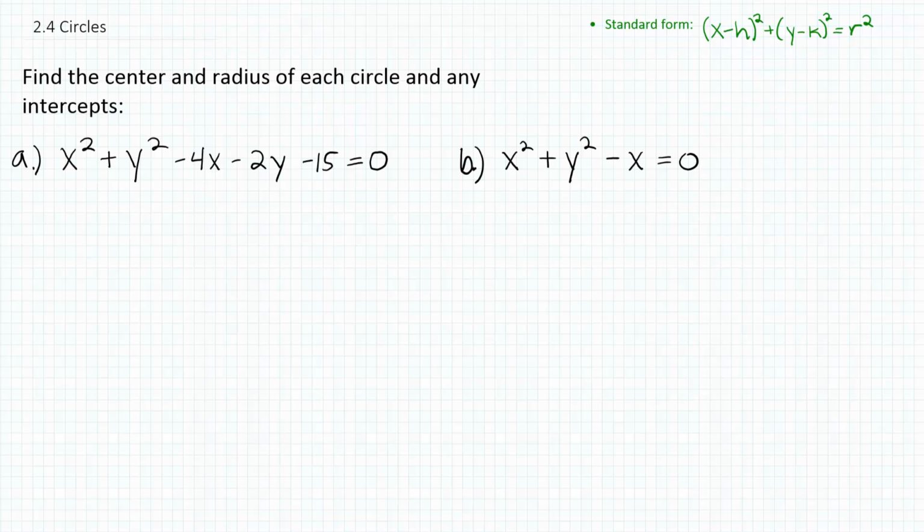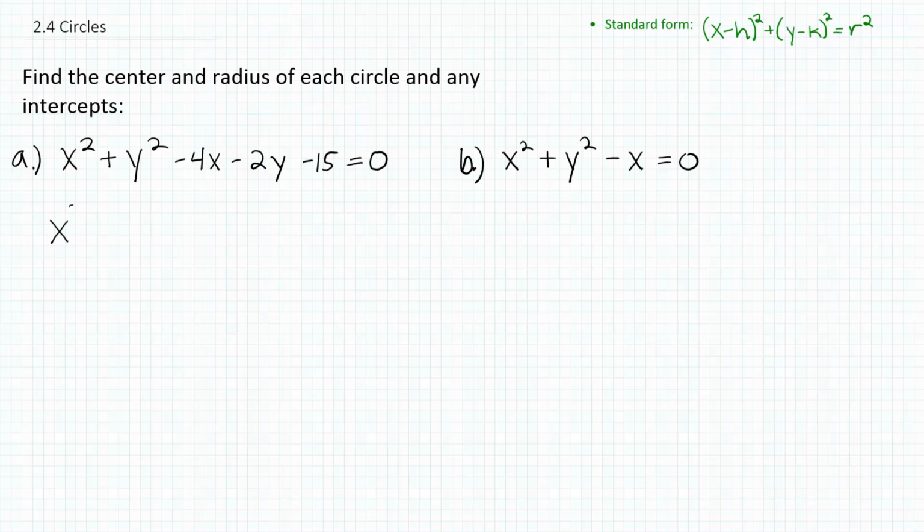Find the center and radius of each circle and any intercepts. So we have here a circle that's in general form, not standard form. It's hard to see the center and the radius in this format, so we're going to want to write this into standard form. In order to do that, we basically need to group the x terms together.